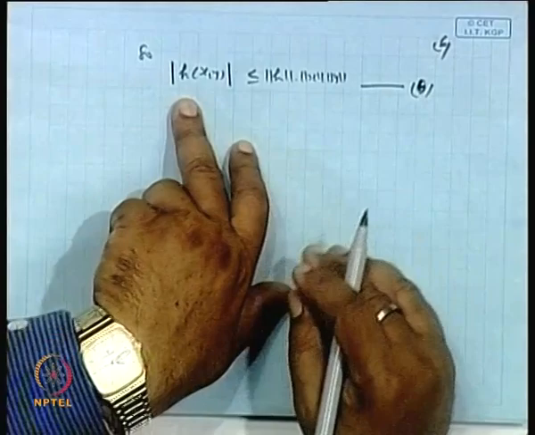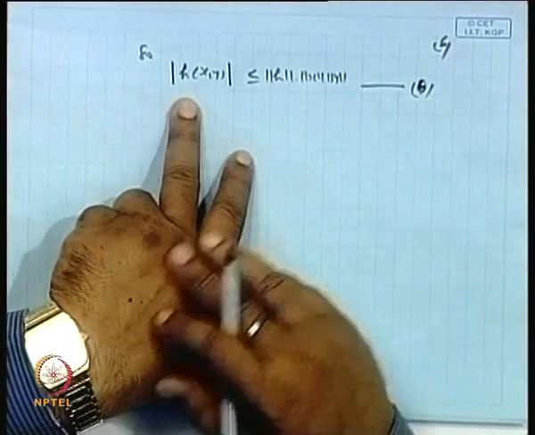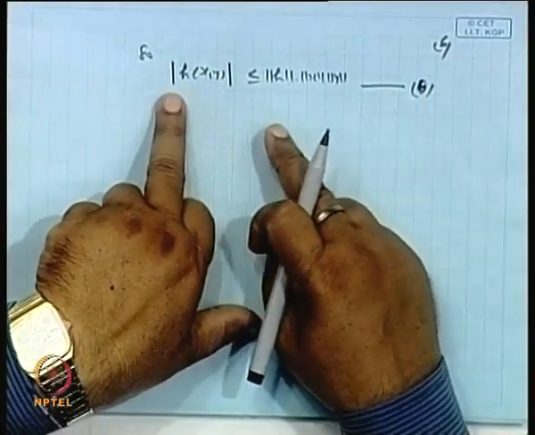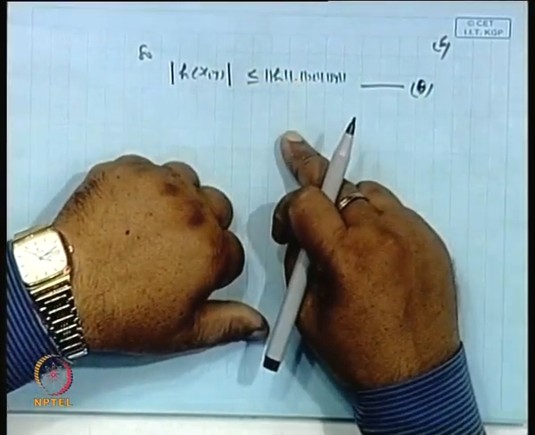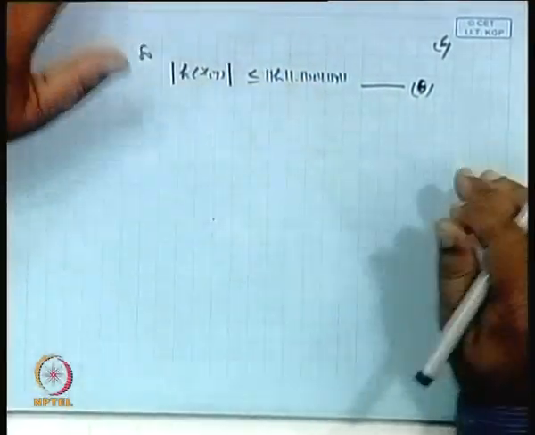We say H is a bounded sesquilinear form if this condition is satisfied. The modulus of H is less than or equal to C times the norm. The minimum value, the infimum value of C, is the norm of H.